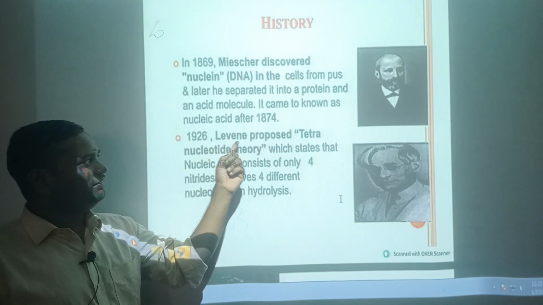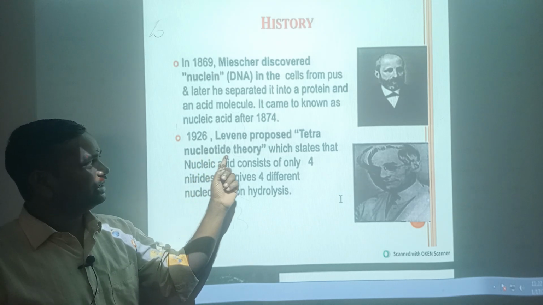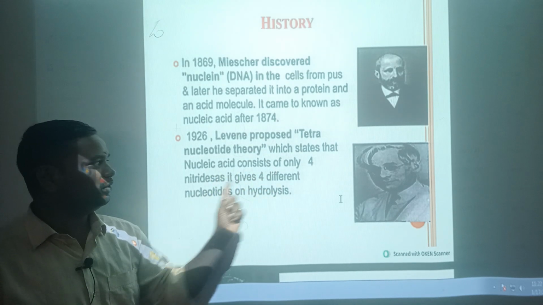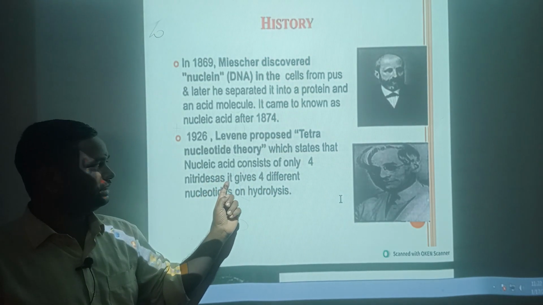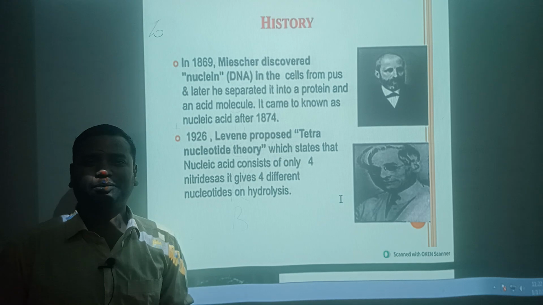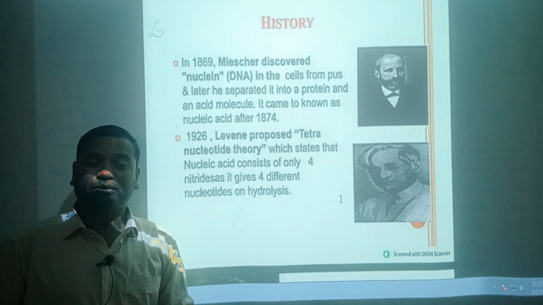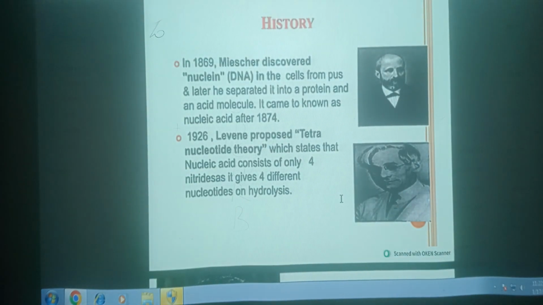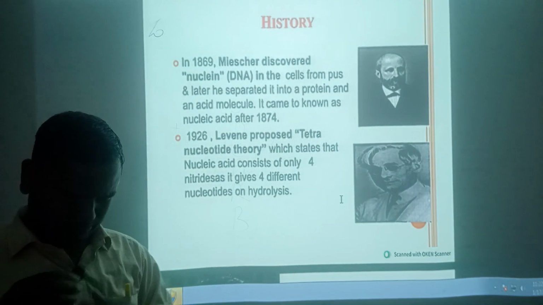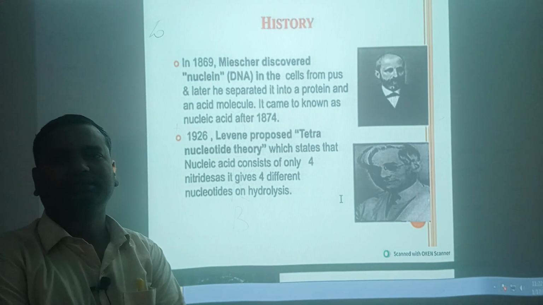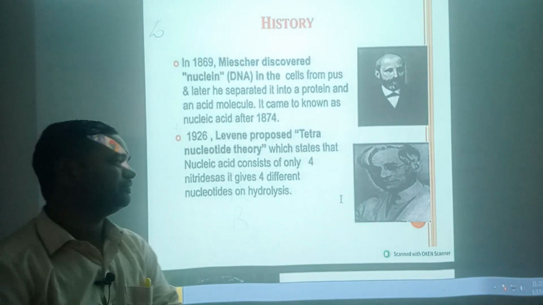In 1926 Levene proposed the tetranucleotide theory, which states that nucleic acid consists of only four nucleotides, as shown by the hydrolysis process. That is the DNA history. DNA is the main genetic material of almost all organisms except some viruses.